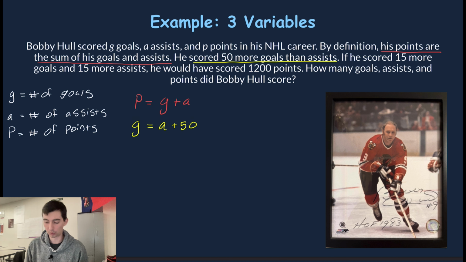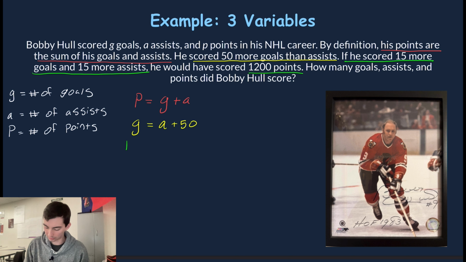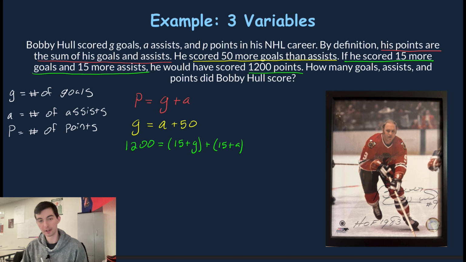And now next, if he scored 15 more goals and 15 more assists, he would have had 1,200 points. So we want to get to 1,200, and we can do that by adding 15 to his goals and adding that to 15 plus his assists, since points are goals plus assists.